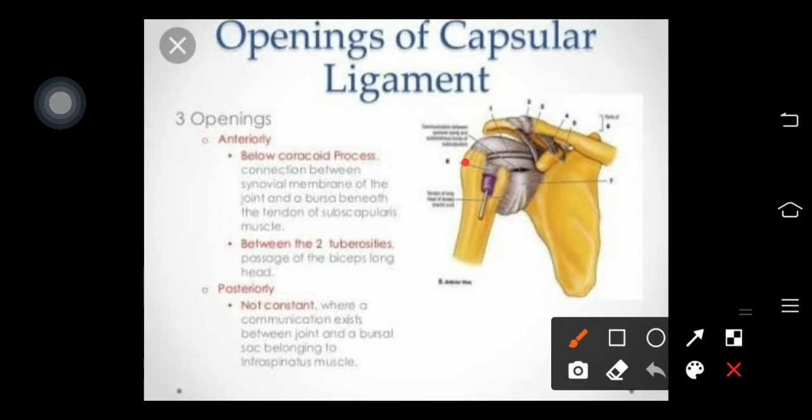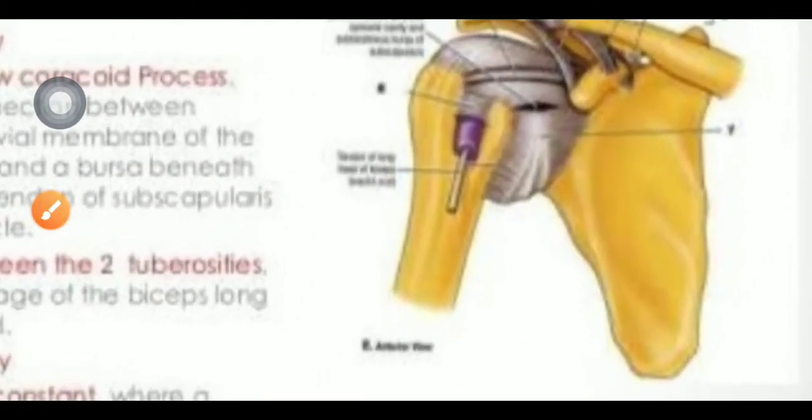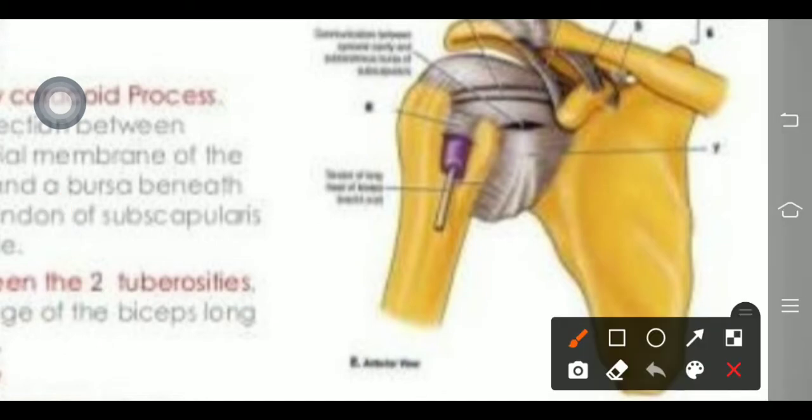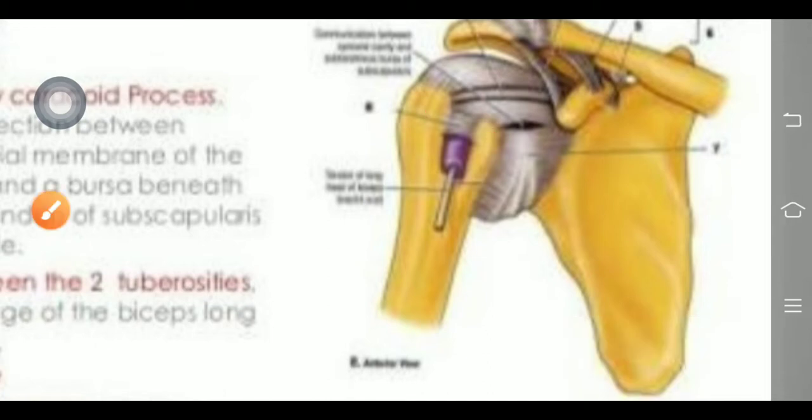One opening is between the two tubercles of the humerus. You can see here the greater and the lesser tubercle of the humerus, and there is an aperture or canal between these tubercles, which forms a passage for the tendon of the biceps. This is one aperture. The next aperture is situated antero-inferior to the coracoid process.